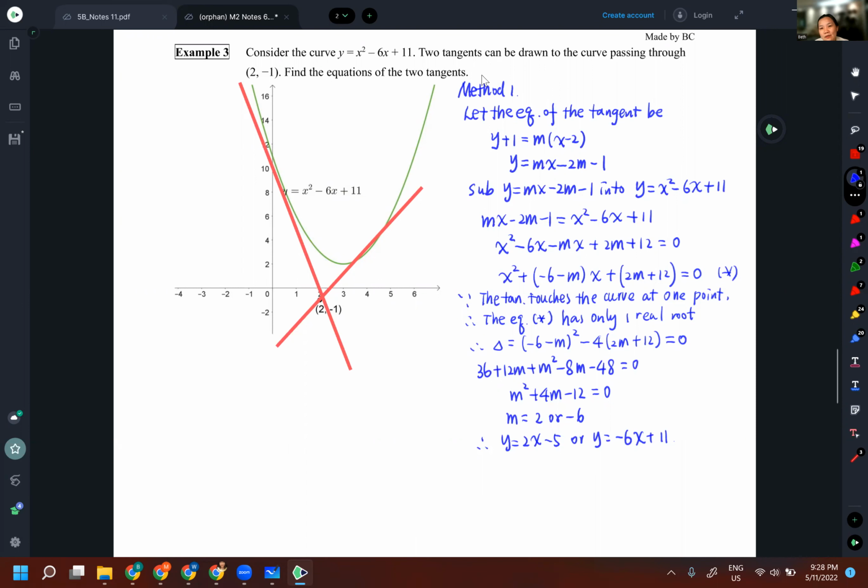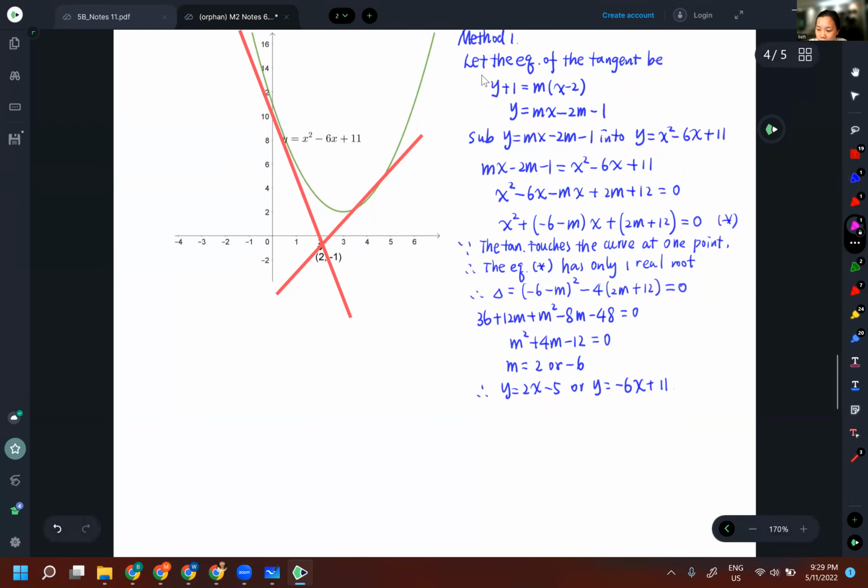We also have another method in chapter 7, which is the geometry method. But here we have no geometry. We know nothing about the parabola in geometry. So that is one. Method 2. Method 2 is differentiation.